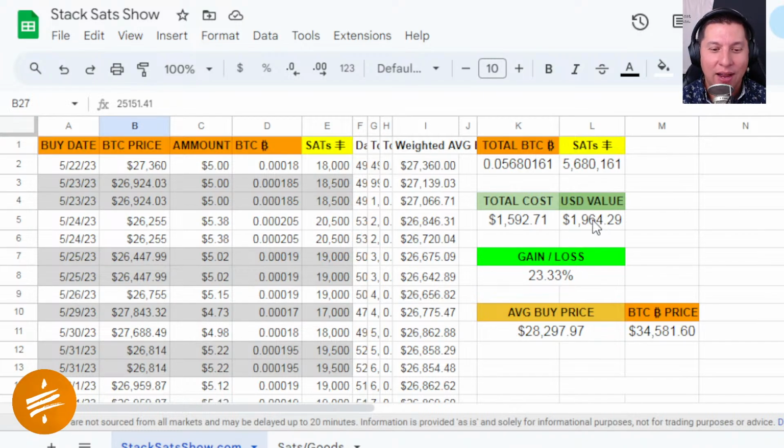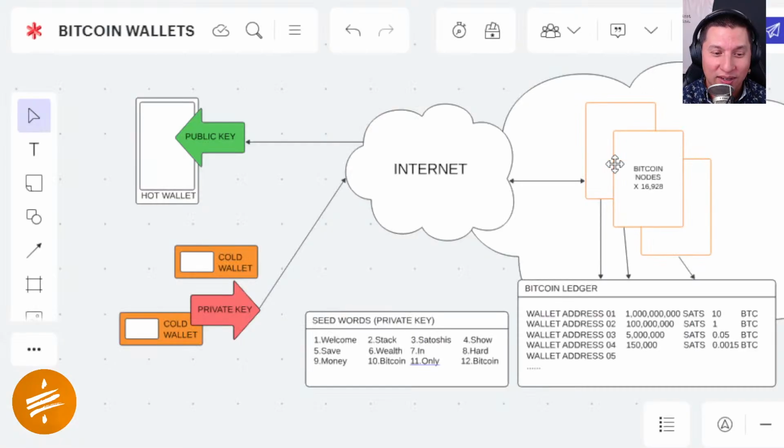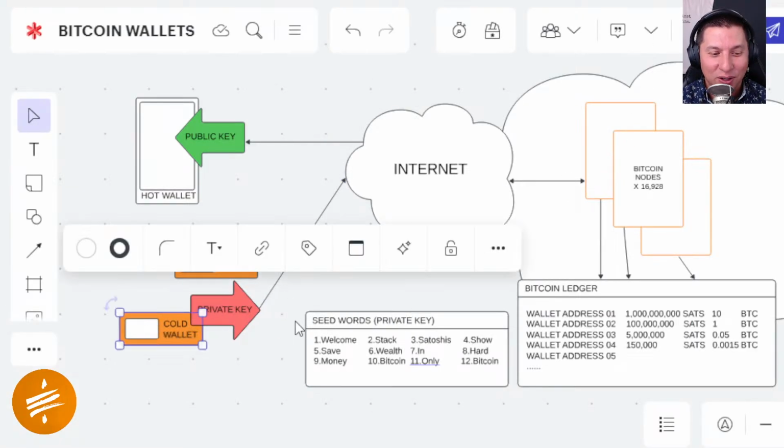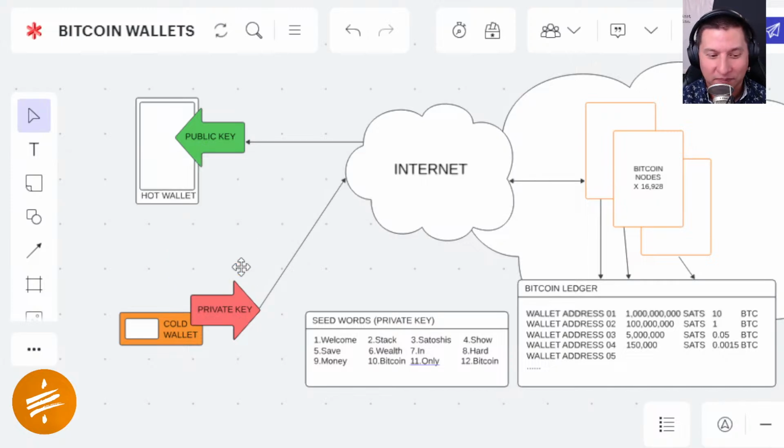Okay, right now we've stacked so far $1,592. The Bitcoin we're holding is currently worth $1,964. But that's not important, guys. The only thing that's important is that your Satoshi count number goes up, that your Bitcoin number goes up, that the amount of Satoshis, the amount of Bitcoin you have in your own self-custody cold storage wallet keeps going up. That's the most important part.